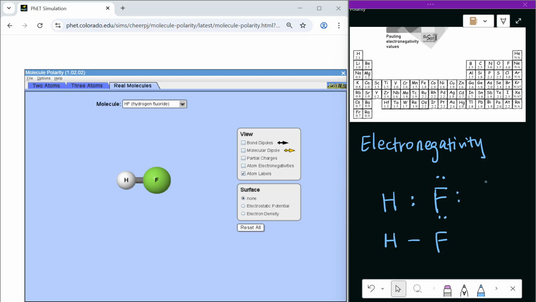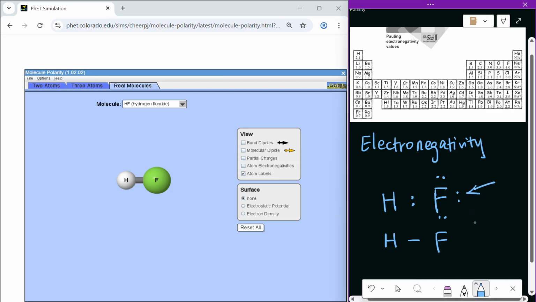So for example, right here, we have a hydrogen fluoride molecule. And if we draw the Lewis diagram, it's going to look like this, and the hydrogen atom and the fluorine atom will be sharing one pair of electrons. However, due to the difference in the numbers of protons in these two atoms, they will exert a different amount of force onto these shared electrons.